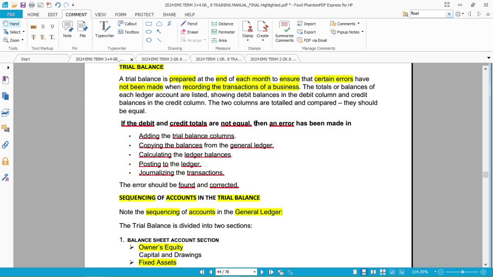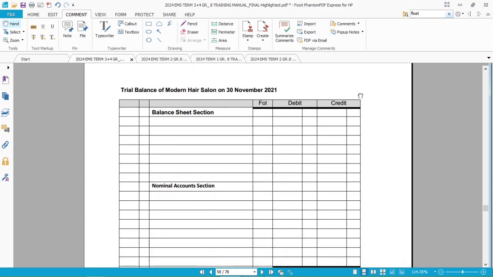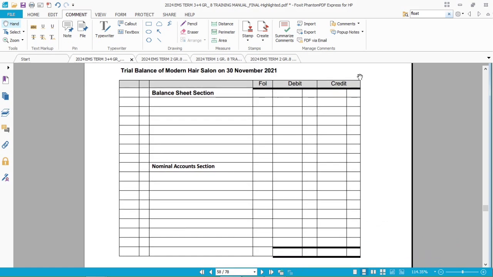It says the totals or balances of each ledger account are listed, showing debit balances in the debit column, credit balances in the credit column. The two columns are totaled and compared, they should be equal. Alright, so I want to show you an example of a trial balance. It's on page 58, and this is a trial balance of Modern Hair Salon on the 30th of November 2021.